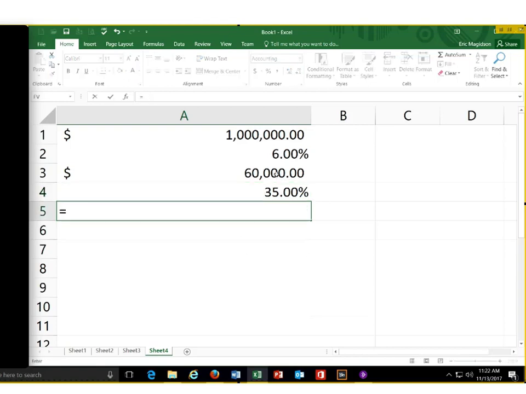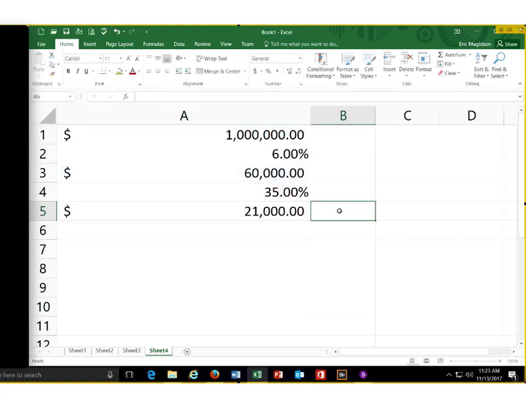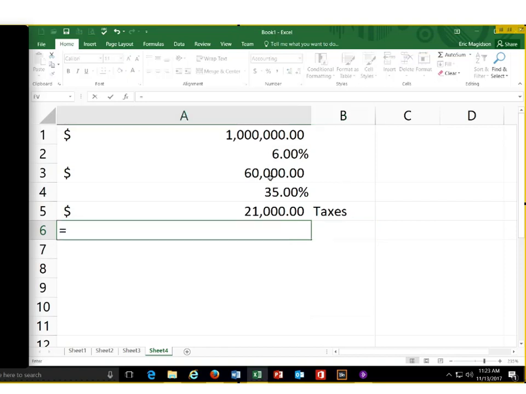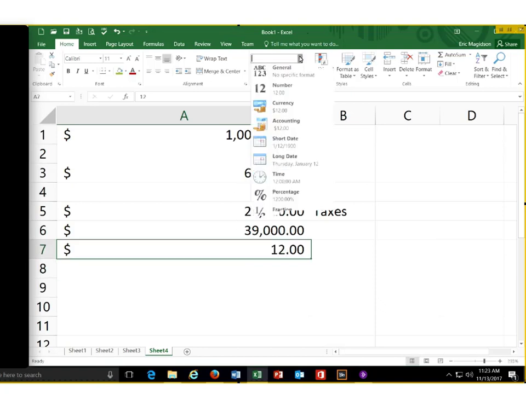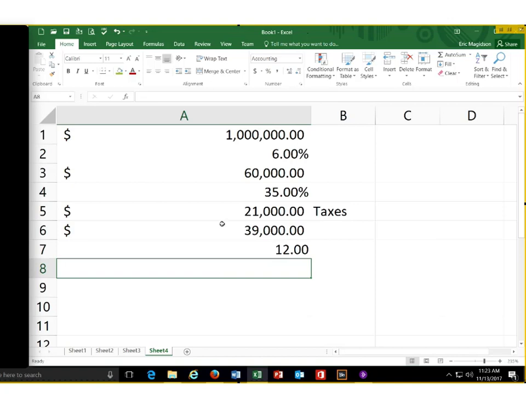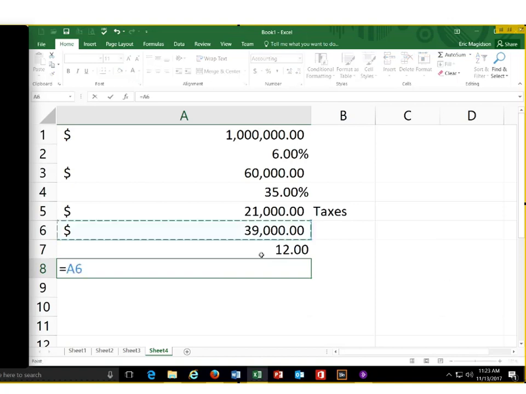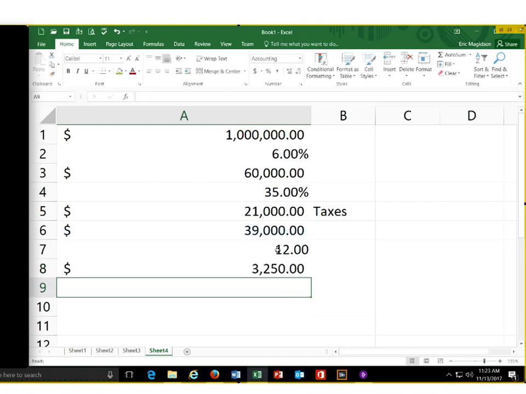So right off the bat, we're going to take 35% of our 60,000, and that goes to taxes, right? So there's our taxes. What we then do is take our gross income minus our taxes, and now we have $39,000 to live off of. We'll take that to 12 months. So we'll take our $39,000, divide it by 12 months, and basically we have $3,250 to live off of. It's really not that bad, is it?